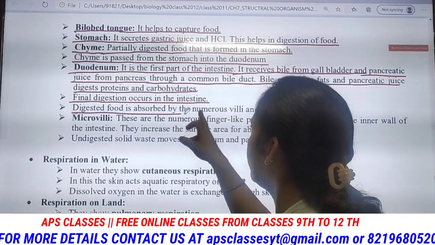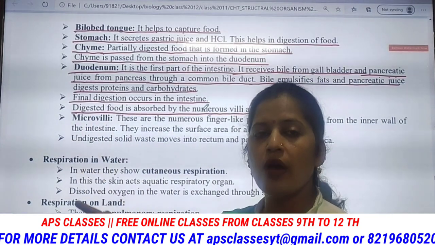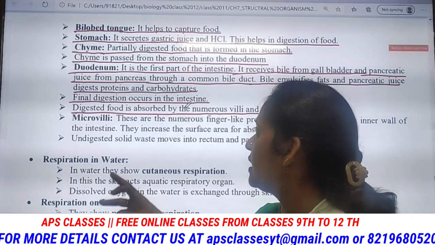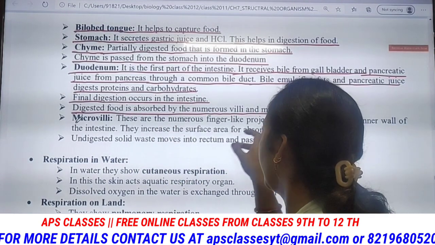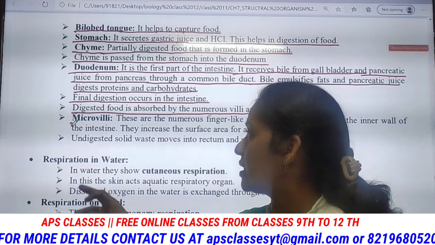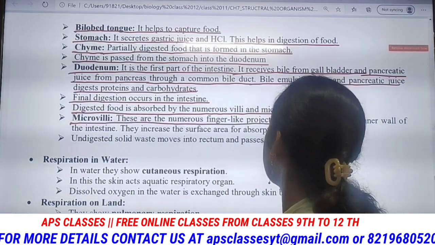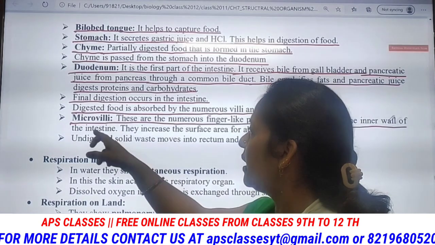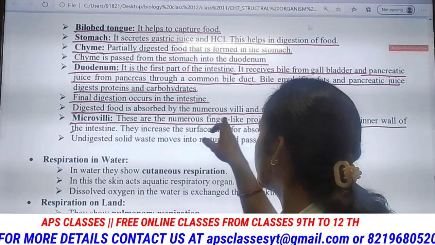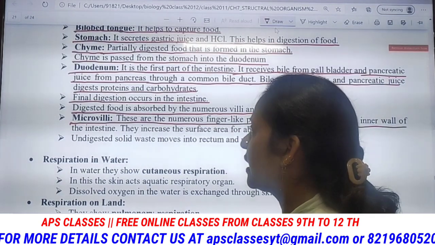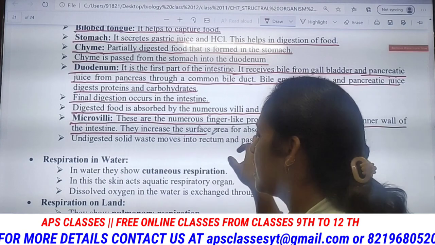Digested food is absorbed by the numerous villi and microvilli. अब digested food जो होगा वो absorbed होगा and that is absorbed by the numerous villi as well as microvilli. And these are finger-like projections. Microvilli. These are numerous finger-like projections extending from the inner wall of the intestine. तो microvilli जो है, these are numerous finger-like micro projections होते हैं, जो कि extend करते हैं inner wall of the intestine. They increase the surface area of absorption.